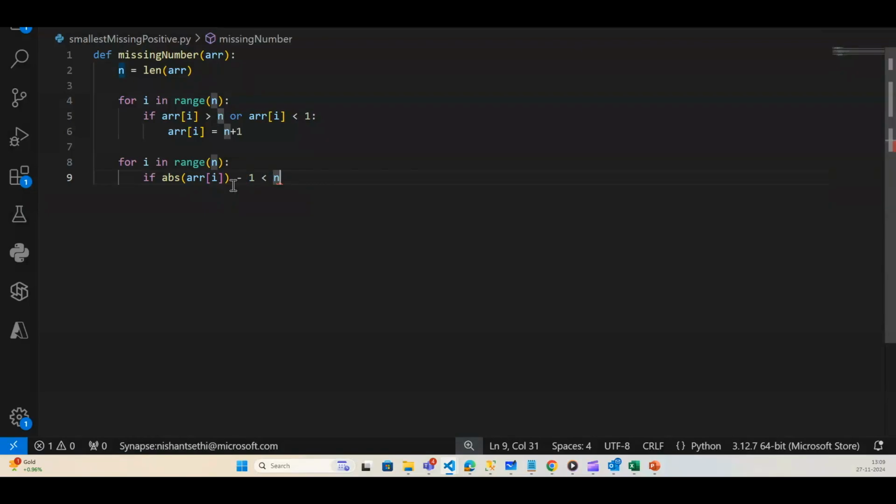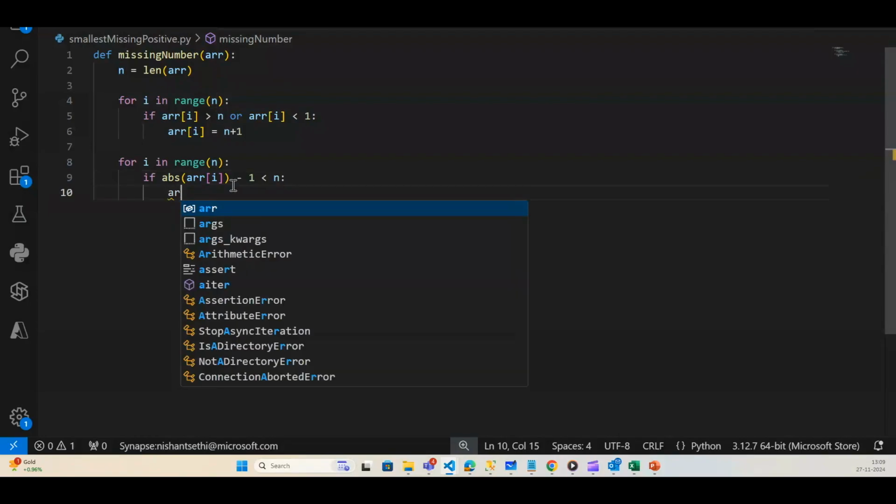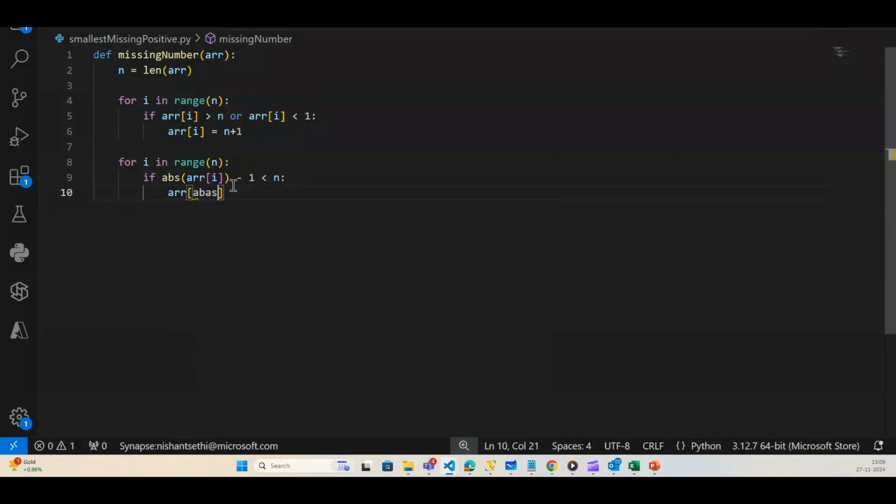Because if it is not lesser than n, and I try to go to that element and update it, I will get an index out of range error. So that's why I first have to check that the absolute value of my current element minus 1 is lesser than n, that is, whether it is a valid index or not. In that case, I will go ahead and update this particular value, like this, minus 1, and multiply it by minus 1. That's what I'm going to do.